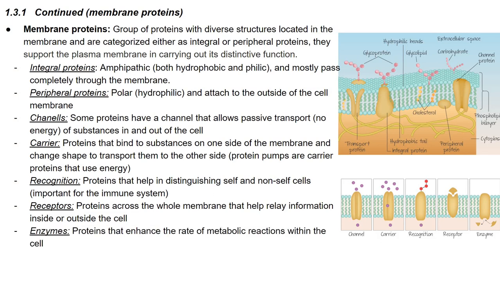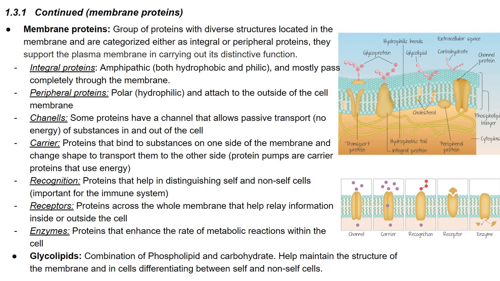Finally, we have enzymes, which are a type of protein that help increase the rate of metabolic reactions within the cell. All right, glycolipids, these aren't proteins. These are a combination of phospholipids and carbohydrates. We see that right here. And they help maintain the structure of the membrane and also help cells differentiate between self and non-self cells.